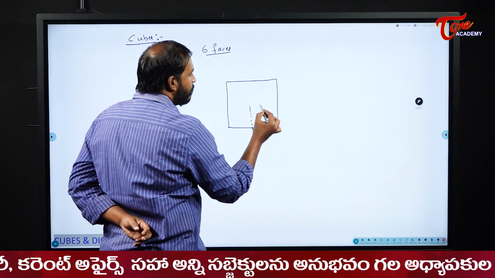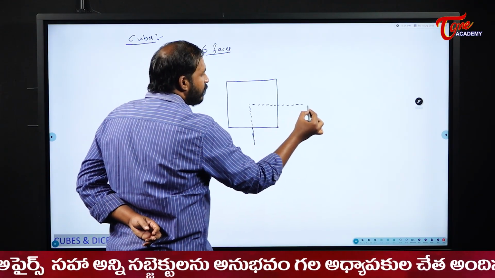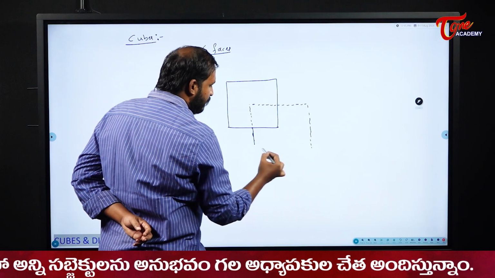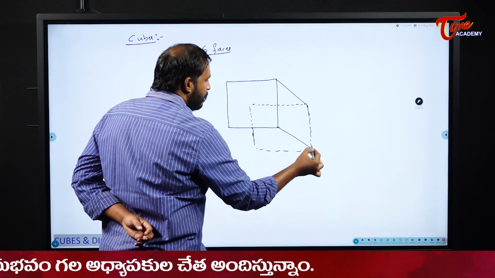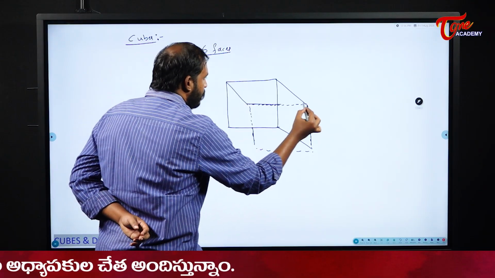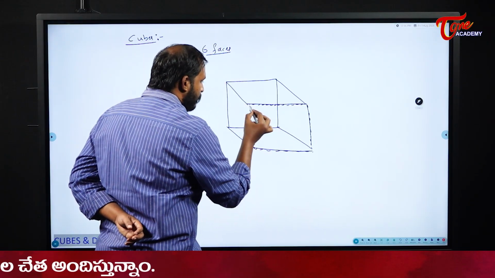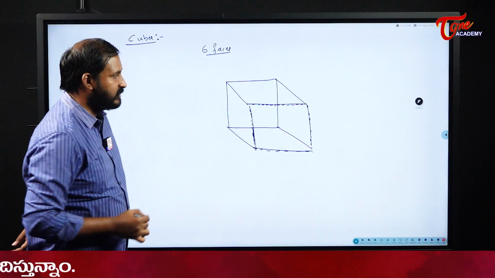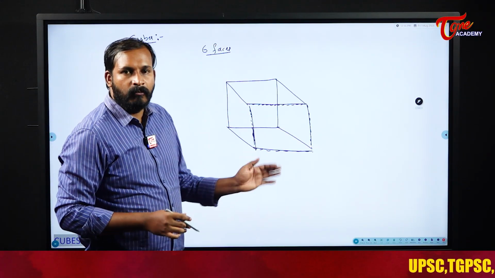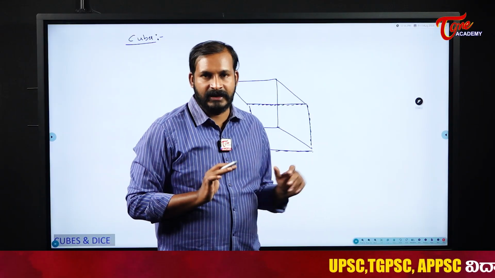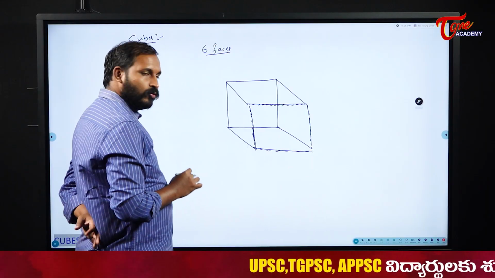Okay. Intentionally I am drawing like this. Later we will draw it perfectly. No need to worry. Right? Like this I will have a cube. A cube will have how many faces? 6 faces. Top, bottom, side, front and back. Okay, cube we know.